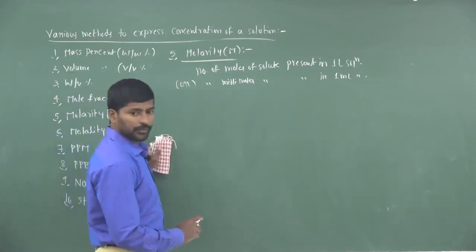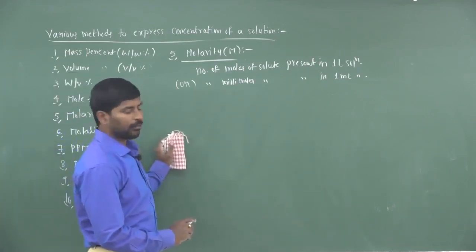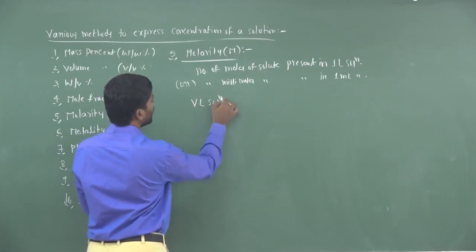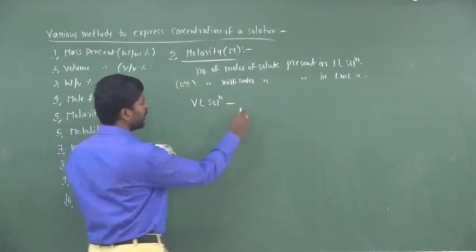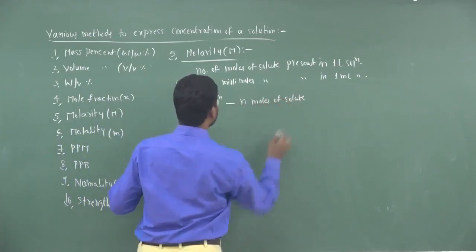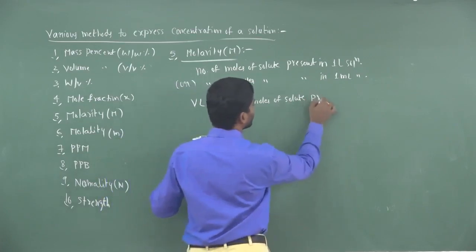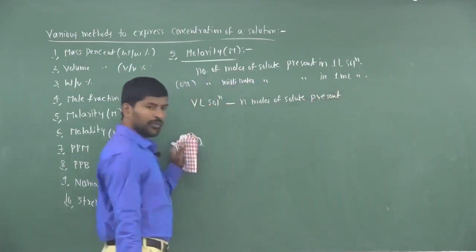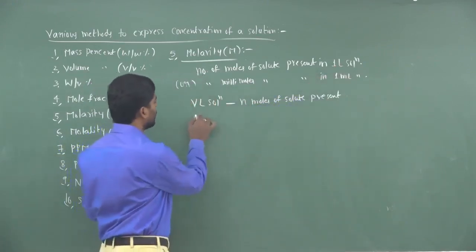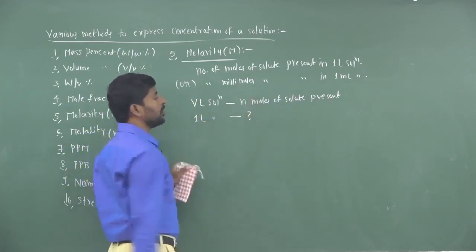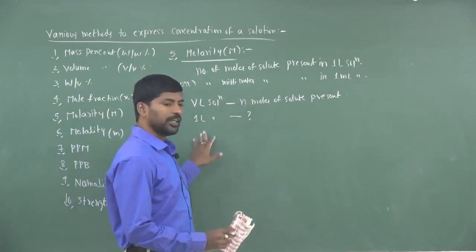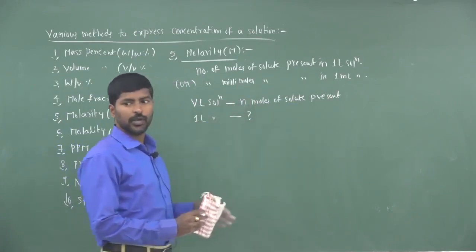It is the number of millimoles of solute present in 1 ml solution. So for example, in V liter solution, n moles of solute are present. Now we want to calculate for 1 liter. So in 1 liter solution, how many moles of solute are present? If in V liter solution n moles of solute are present, then in 1 liter solution how many moles of solute are present? That is called molarity.